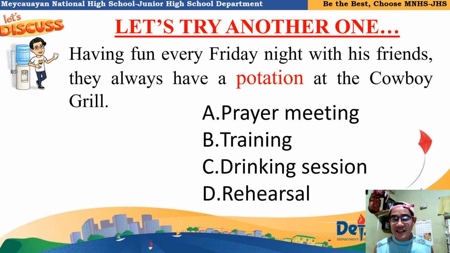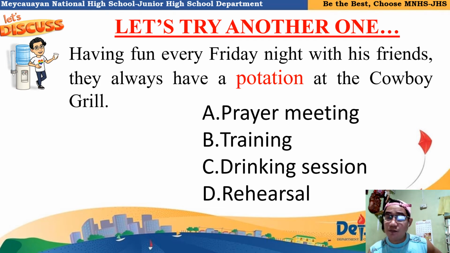So let's have another sentence. Let's read on. Having fun every Friday night with his friends, they always have a potation at the Cowboy Grill. So let's analyze how the unfamiliar word potation was used in the sentence using context clues. Now again, having fun every Friday night with his friends. So those are all the elements, okay? They always have a potation at the Cowboy Grill.